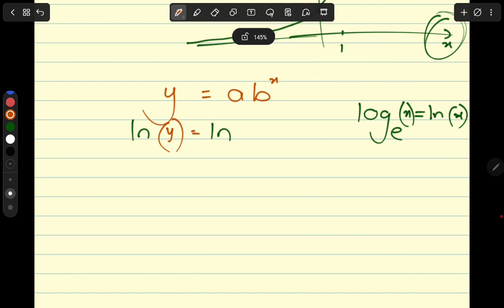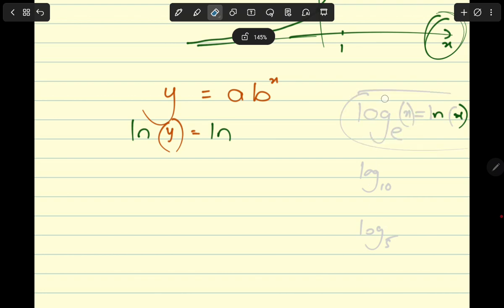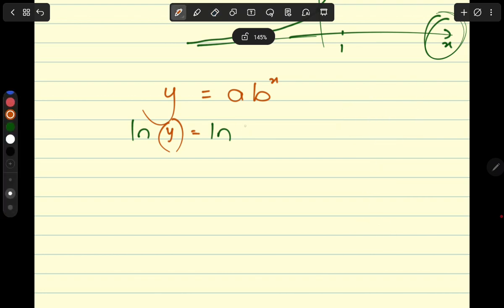Whether you take natural log, or a common log with base 10, or any other log, let's say log base 5, nothing matters. The behavior is going to be exactly the same. Now this is ln y equals ln of a b^x. Can you see that a is getting multiplied by b to the power x? So I can apply the product rule here. So this becomes ln a plus ln b^x.